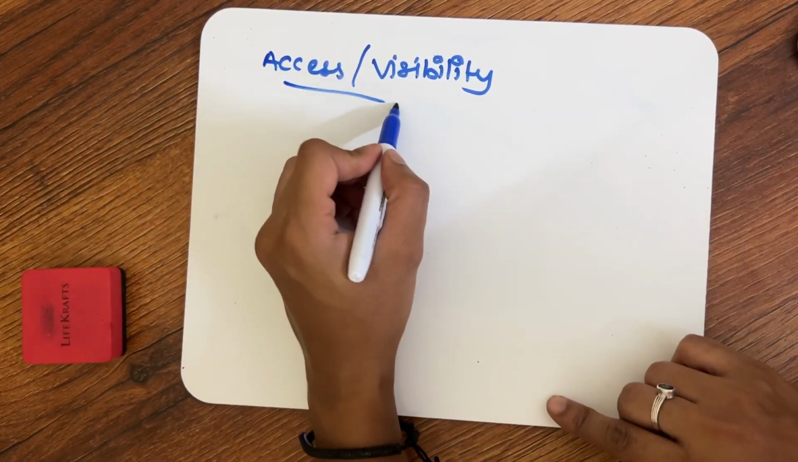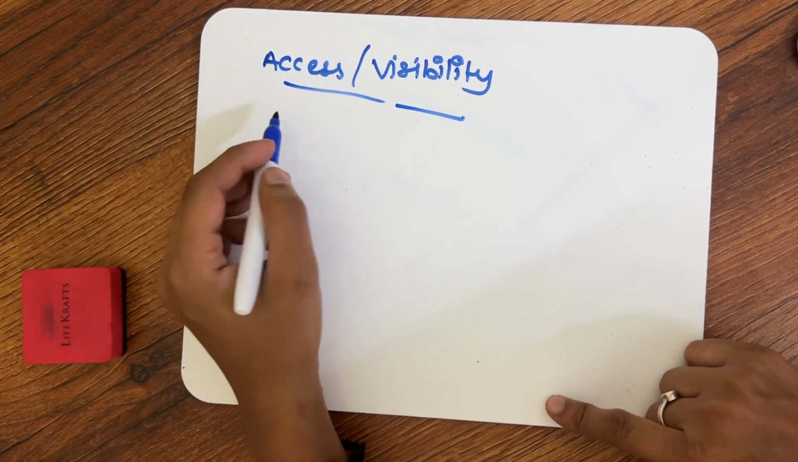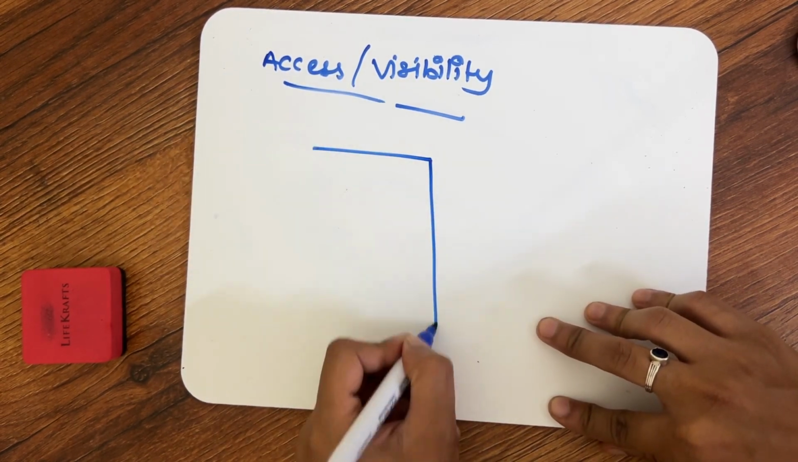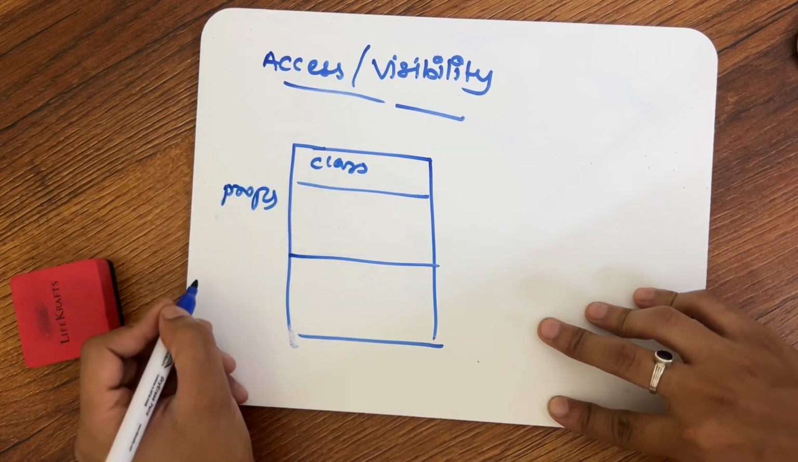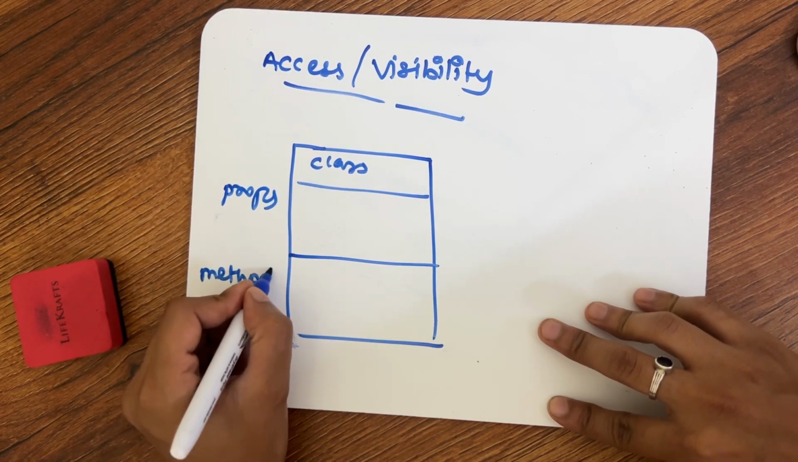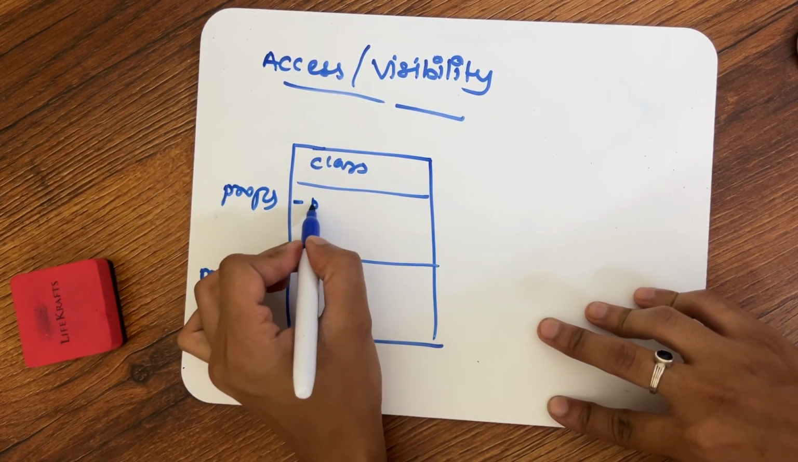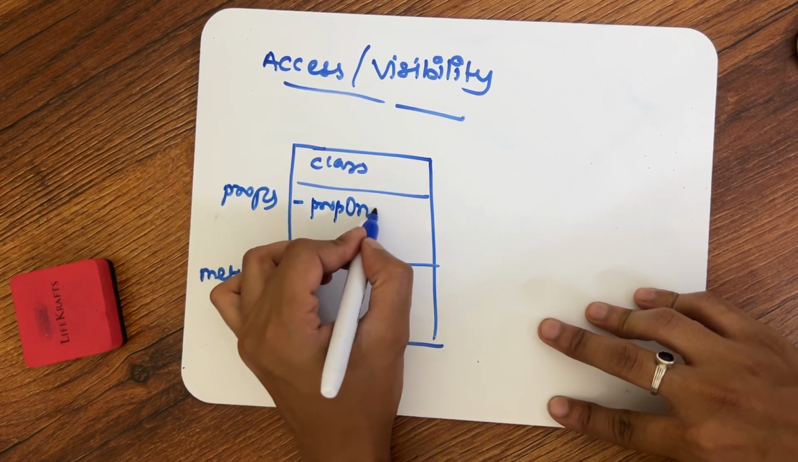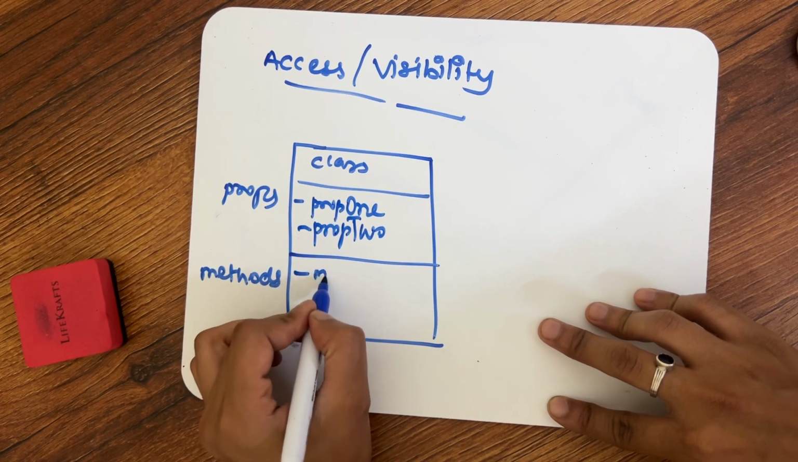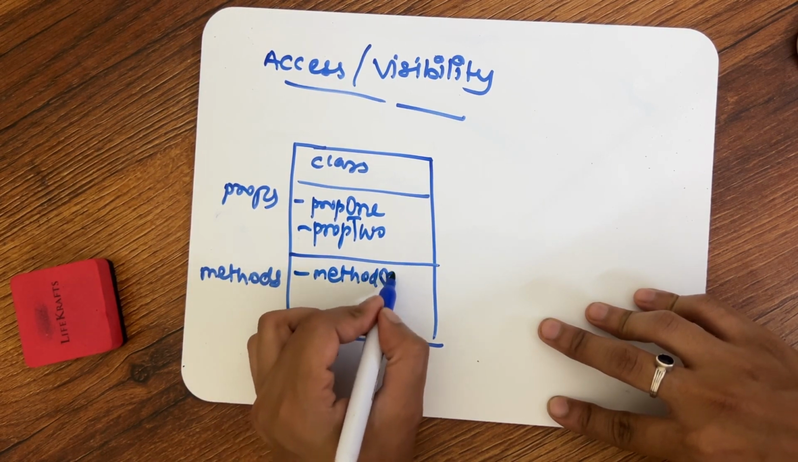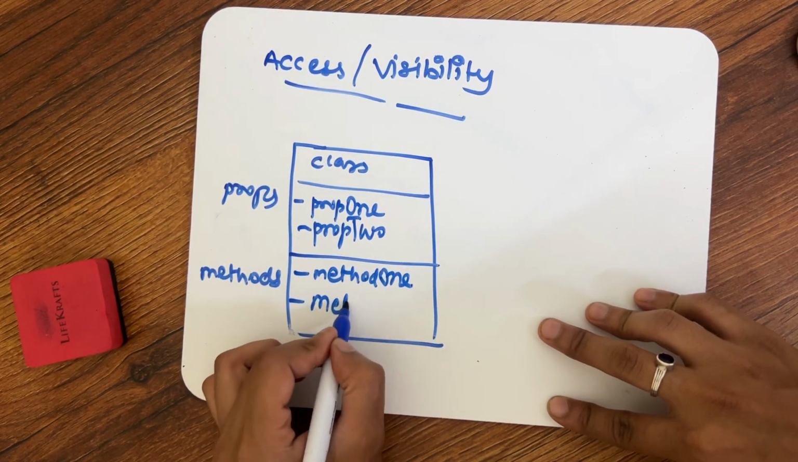Now let's discuss access and visibility. In a class diagram we know that there are properties and methods. These are props, these are methods. This is prop 1, prop 2, this is method 1, this is method 2.